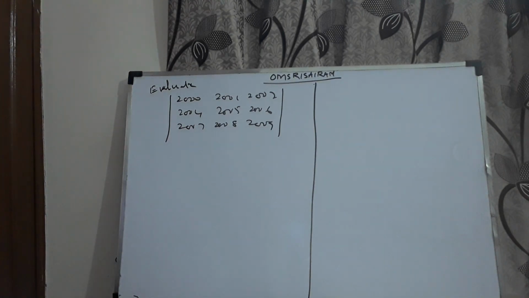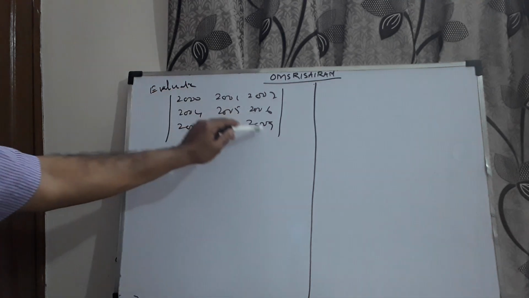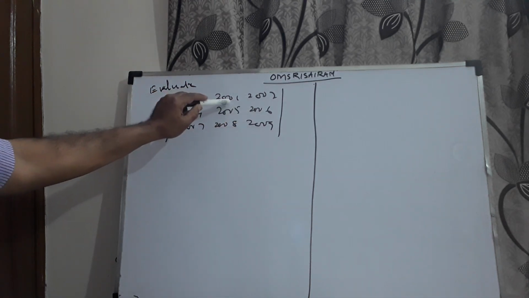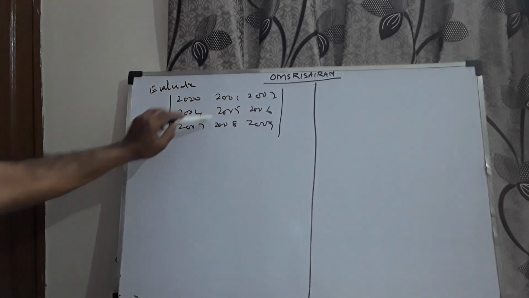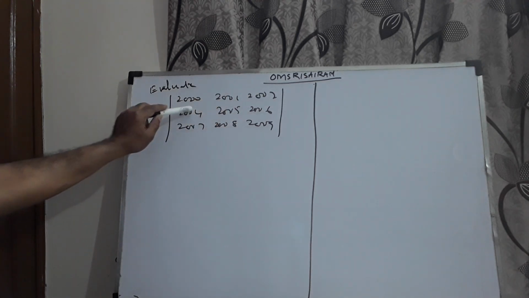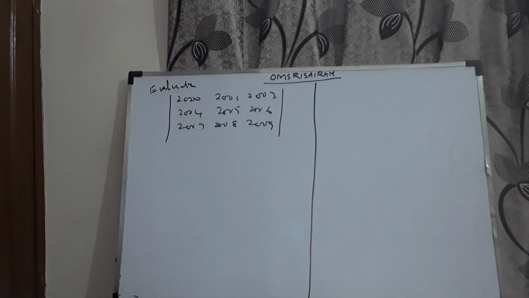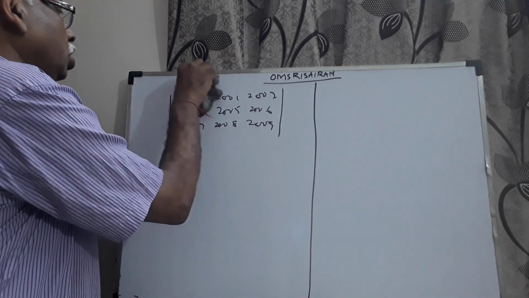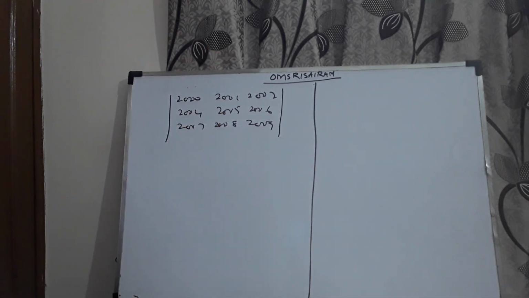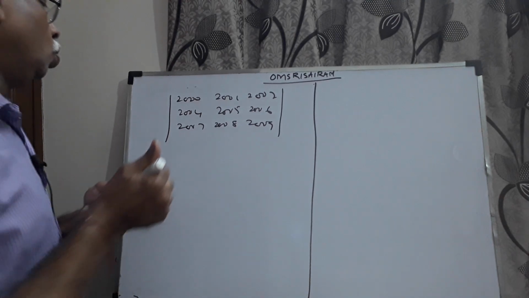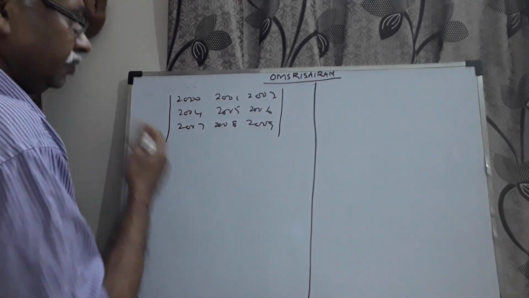I should not expand. The expansion goes like this: 2000 into this minus this into this, minus 2001 into this minus this into this, plus 2002 into this minus this into this. That's the real meaning of expansion of a determinant. I have to take elements of any row or any column and multiply each element with the corresponding cofactor, and I will add. Now I'll move on to the answer directly.